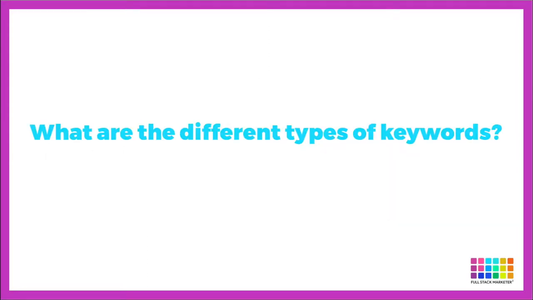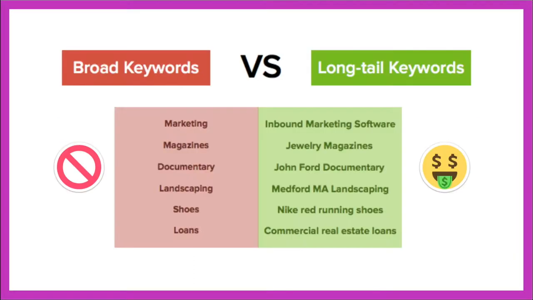What are the different types of keywords? There are two types of keywords, broad keywords and long tail keywords. Depending on who you talk to, though, there are more. We're just going to go over the broad keywords and the long tail keywords. So broad keywords are the short words or phrases that not only apply to your industry and company, but also to just about every company in your industry or even companies in other industries. Long tail keywords are longer words or phrases that are more specific to your business or industry.